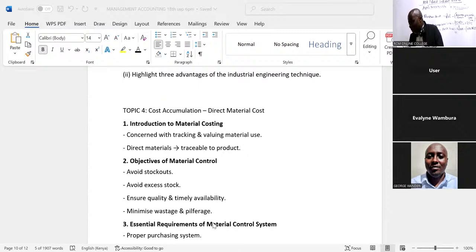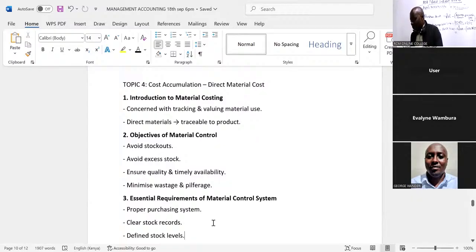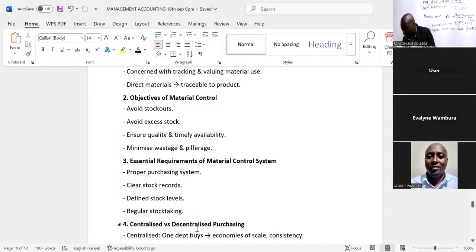Essential requirements of a material control system. When we have a material control system, what do we expect this system to have? Number one, a proper purchasing system, like what they're talking about in government today, e-procurement. So: proper purchasing system, clear stock records, well-defined stock levels, regular stock taking.